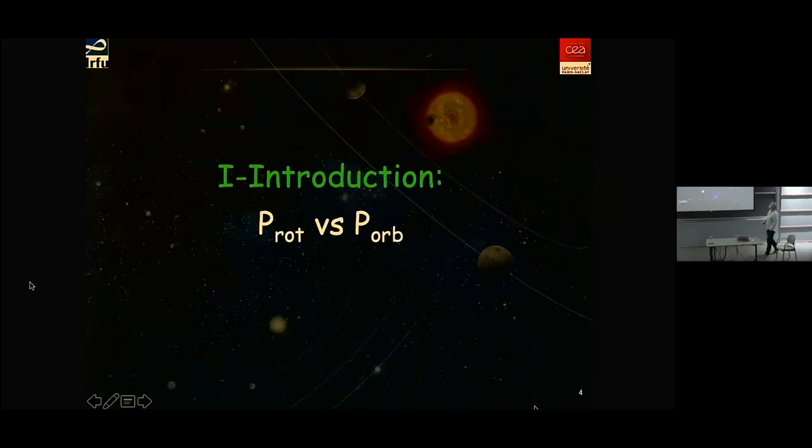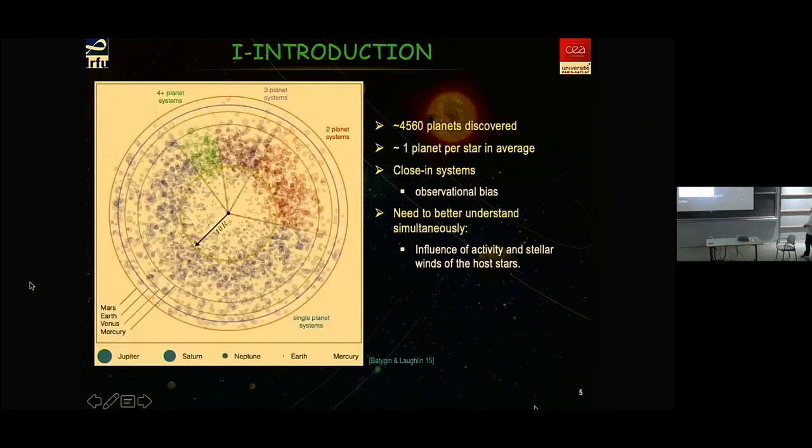So, introduction, rotation periods against orbital period of planets. We have up to now around 4,560 planets, although it depends on which website you are looking at. The European one seems to be more productive, around 4,800, than the American ones, but anyway, I took the value from Caltech.